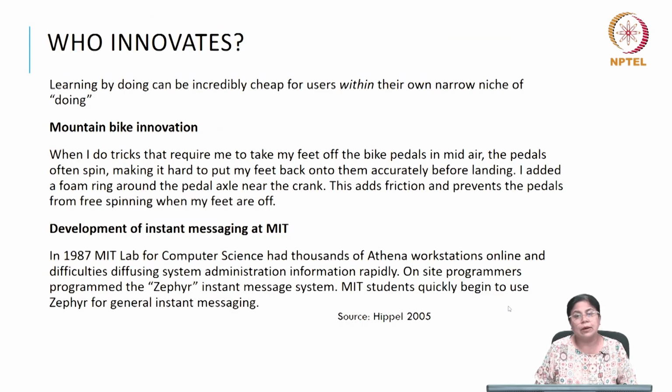The two examples which come from his book are that of mountain bike innovation and the development of instant messaging at MIT. Here, he has pointed out that learning by doing can be incredibly cheap for users within their own narrow niche of doing. For instance, think from the point of view of a person who is using a mountain bike. They realize that whenever they are doing a trick and take their feet off the bike pedals in mid-air, the pedals often spin. As a result, when they put their feet back, it becomes increasingly difficult.